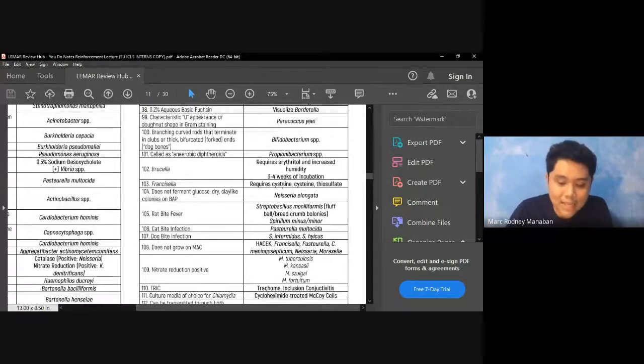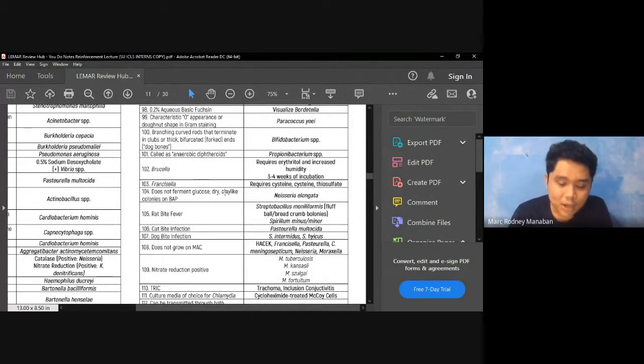All right. Brucella, of course, requires erythritol, increased humidity, and 3 to 4 weeks of incubation. Francisella requires cysteine and cysteine. There's no letter E, dears, typo. Cysteine, cysteine, and also thiosulfate. Basta the ella-ella organisms, dears, they need cysteine. Alright? The ella-ella, they need cysteine.